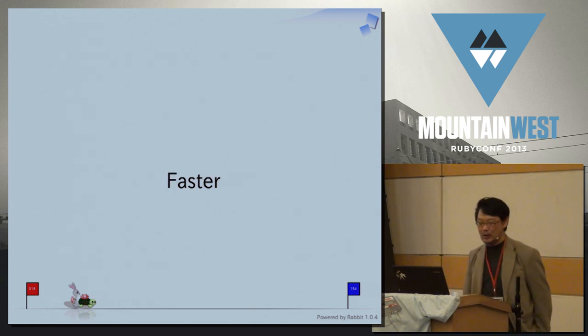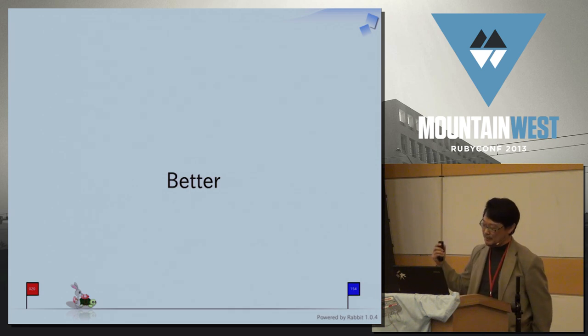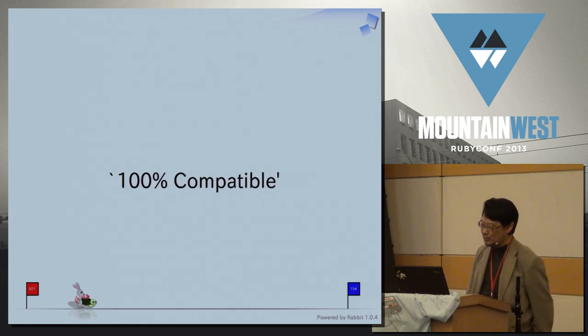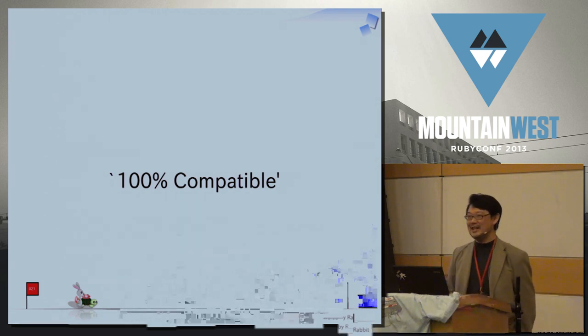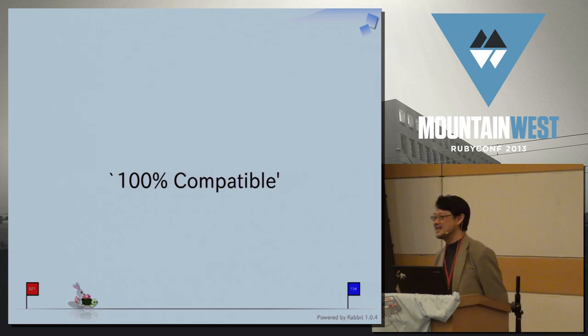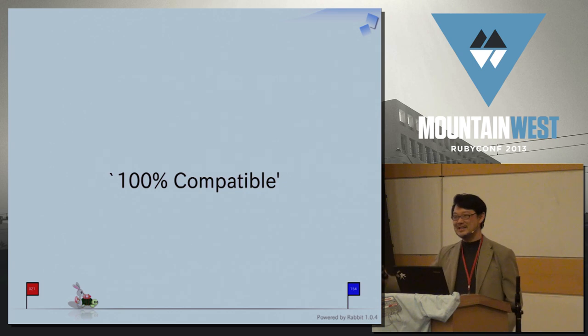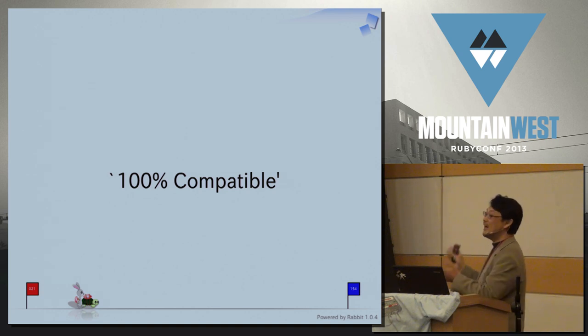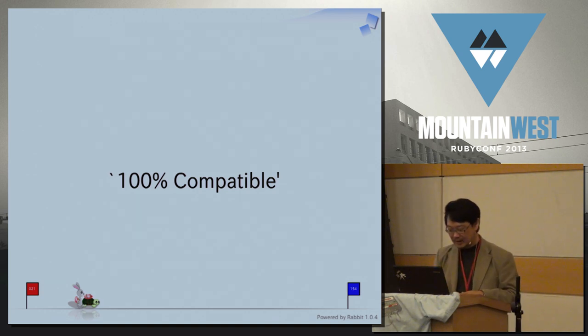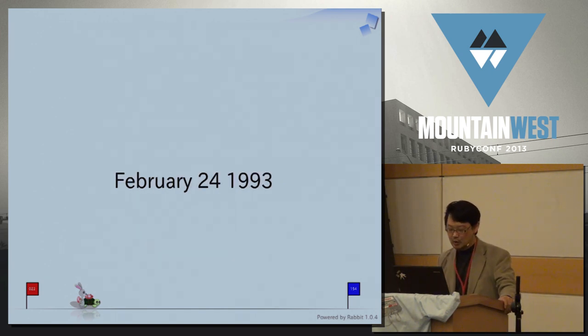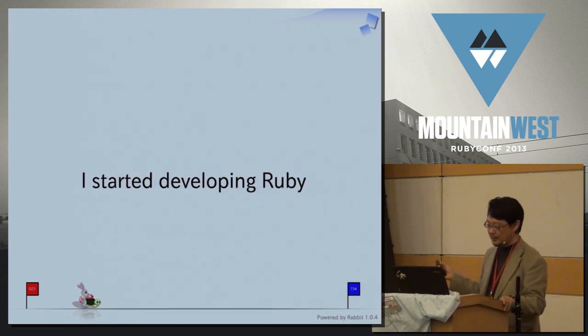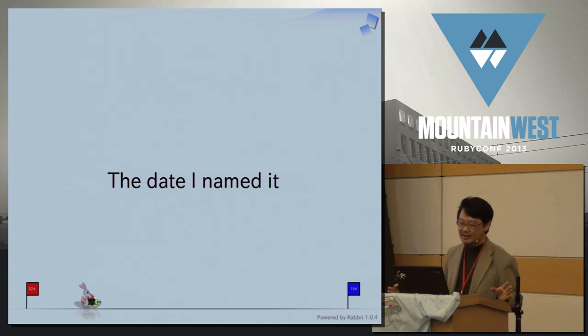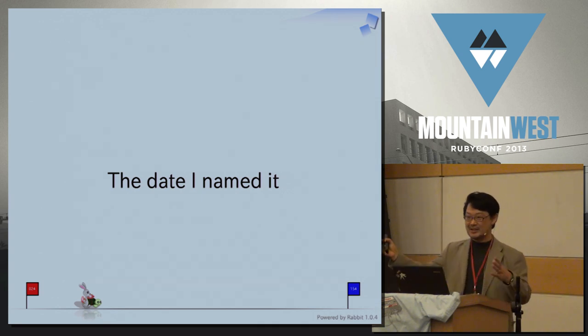It's faster than Ruby 1.9, and it's better and more stable than Ruby 1.9. And we tried to make it 100% compatible with 1.9. Actually, it's kind of impossible, because we fixed many bugs from 1.9, and fixing bugs introduced slight incompatibilities. But we tried to make it very compatible. I started developing Ruby on February 24th, 1993. That was 20 years ago. The date was the day I named it Ruby.